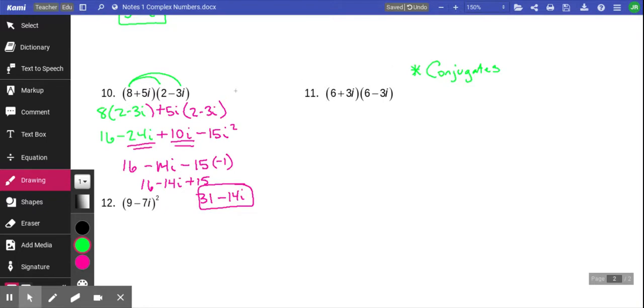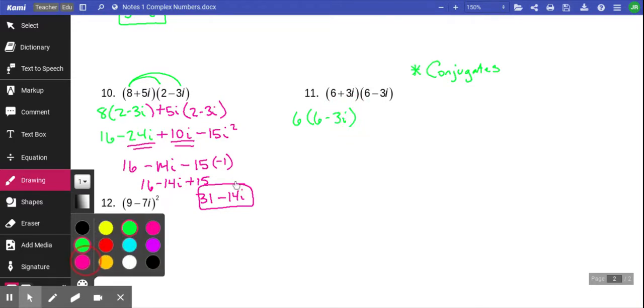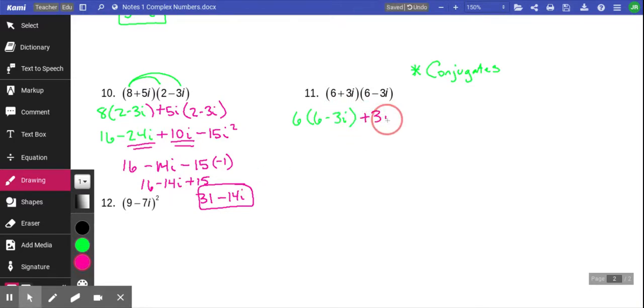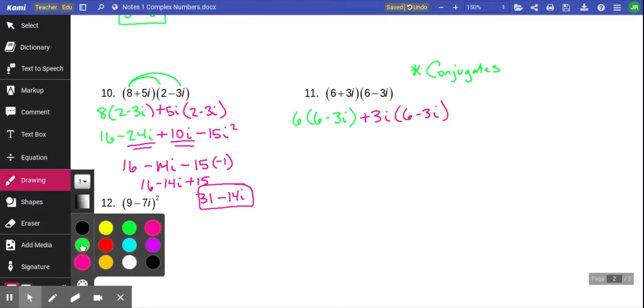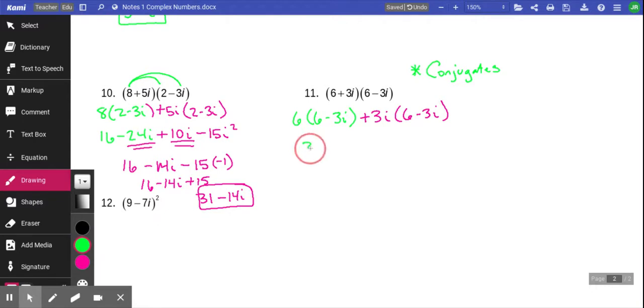All right, so I'm going to treat this problem like the last one where I'm going to distribute. I'm going to take 6 times 6 minus 3i. And then I'm going to take positive 3i and multiply that by 6 minus 3i. Double distribution. So 6 times 6 gives me 36. 6 times negative 3i gives me negative 18i. And then I'll take 3i times 6, which is positive 18i. And then 3 times negative 3 is negative 9, and i times i is i squared.